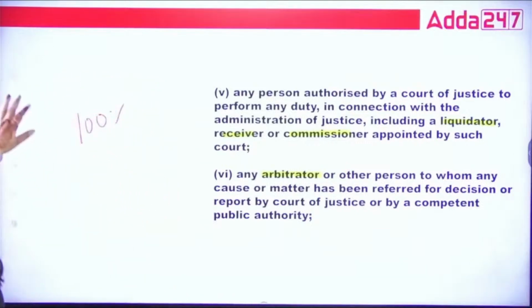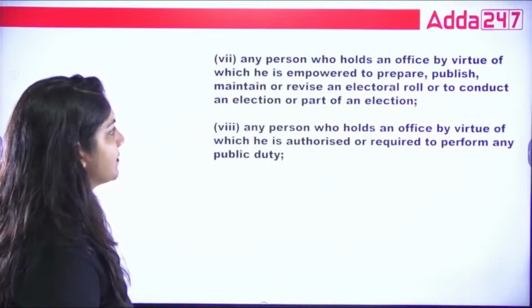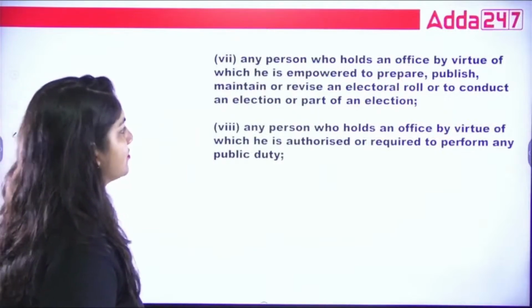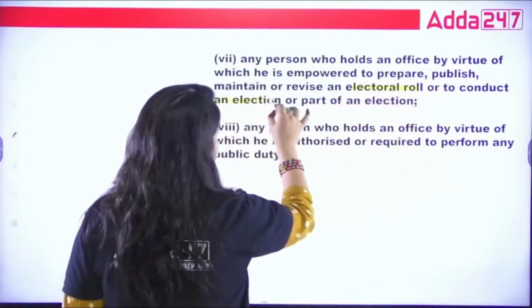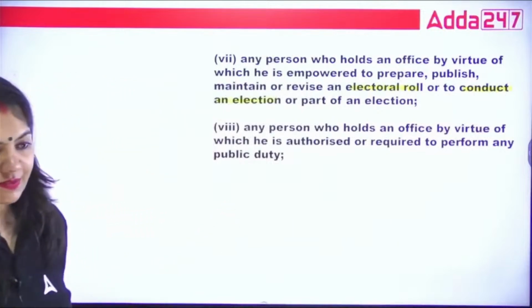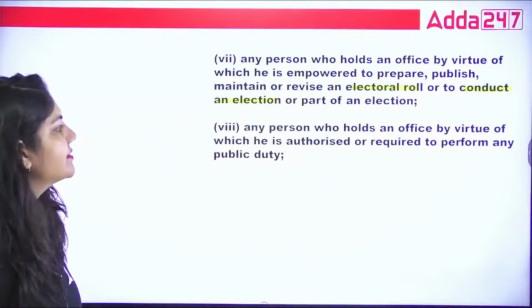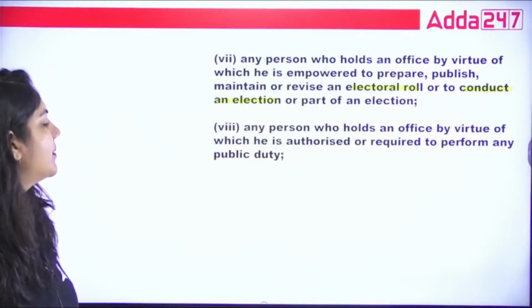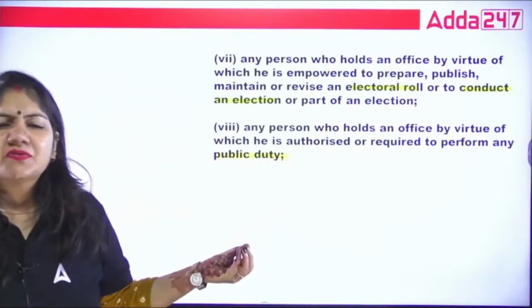Right? Next. Any person who holds office by virtue of which he is empowered to prepare, publish, maintain, revise electoral roll, conduct election. The person who is under electoral roll, conduct the election, that is called this one. Any person who holds office by virtue, he is authorized, required to perform any public duty. I think this definition is very simple.